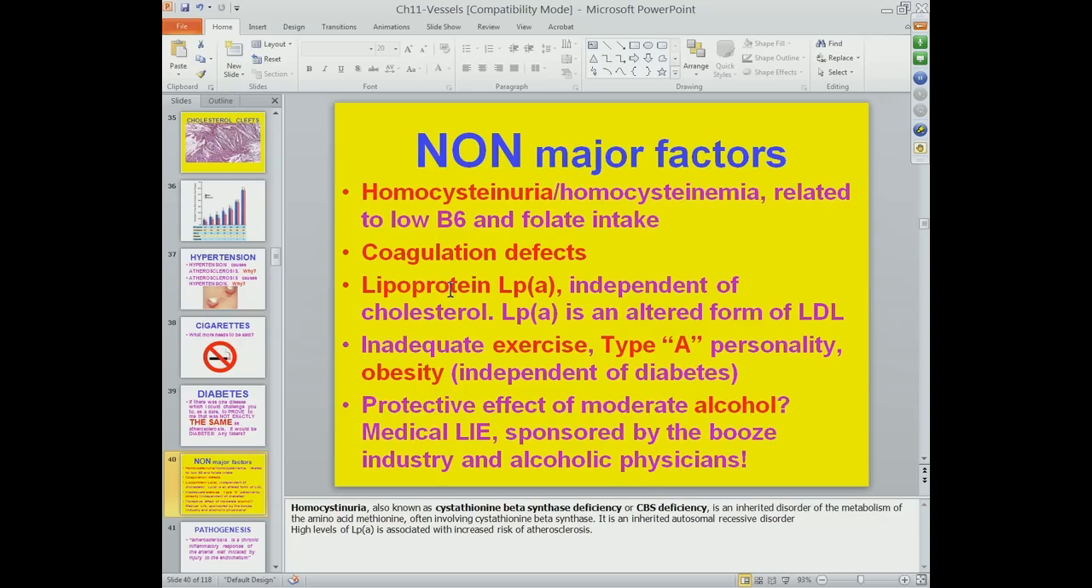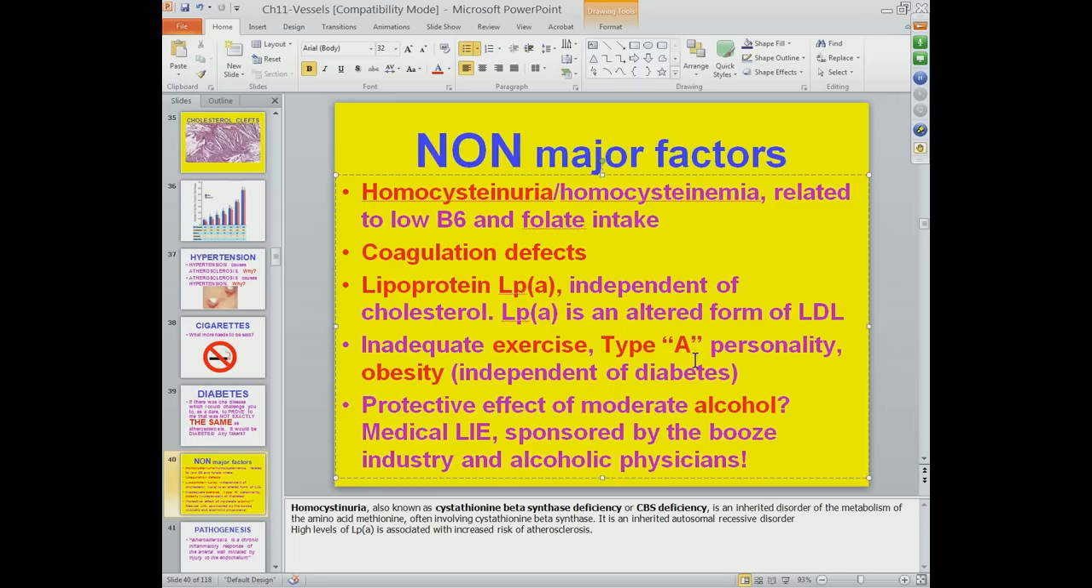There's a lipoprotein called lipoprotein A. Some people have it. I think Asian people are more likely to have it than Caucasian people. It's a chemically altered form of LDL, and there's an increased risk there as well, but it's not a major factor. There's also common knowledge that people who don't exercise, maybe related to obesity as a cause or effect, are at risk. So-called type A personalities, it's not a major factor, it's a minor one.